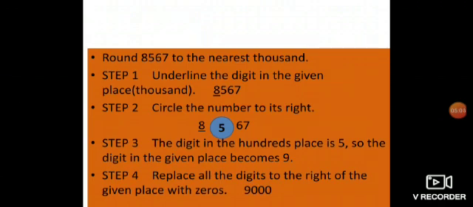For example, round off 8567 to the nearest thousand. Underline 8 which is in thousands place. Circle the digit 5. According to this rule, we'll change the digit 8 to 9 and put zeros to its right. The rounded number will be 9000.